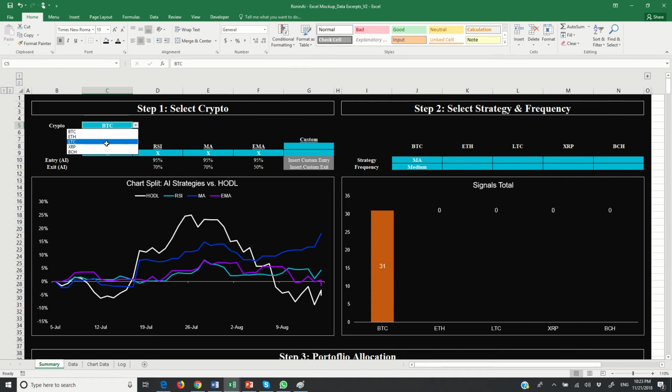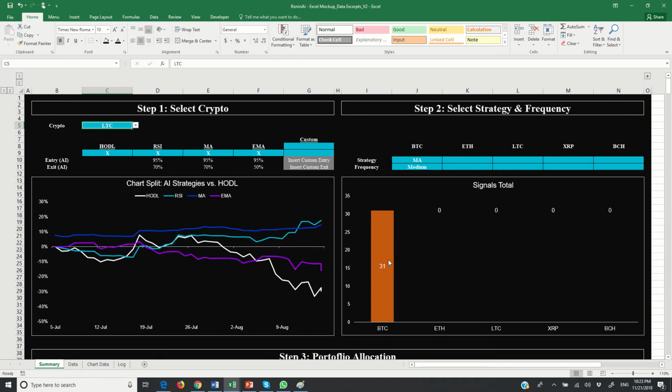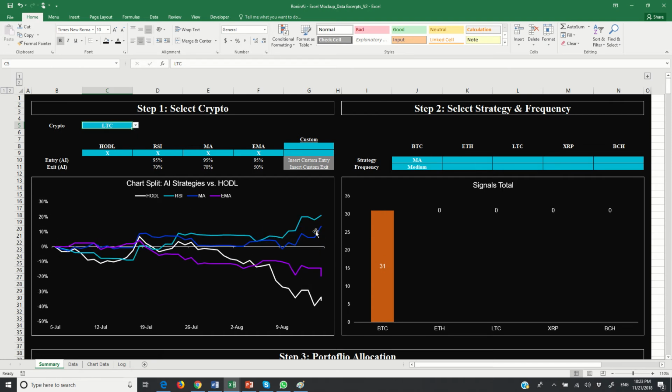Okay, now let's assume that we also want to do Litecoin. Same thing, looking at the Litecoin, things change. RSI is the best strategy based on the return over this time horizon. So for Litecoin, perhaps we should go for RSI. So we do RSI and say we do high frequency.